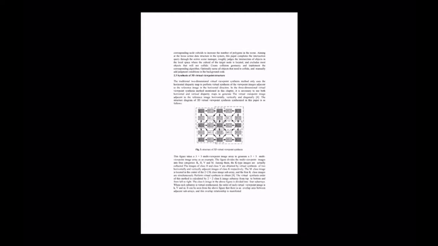The traditional 2D virtual viewpoint synthesis method only uses the horizontal disparity map to perform virtual synthesis of the viewpoint image adjacent to the reference image in the horizontal direction. In the 3D virtual viewpoint synthesis method mentioned in this chapter, it is necessary to use both horizontal and vertical disparity maps to generate the virtual viewpoint image adjacent to the reference image horizontally, vertically, and diagonally.